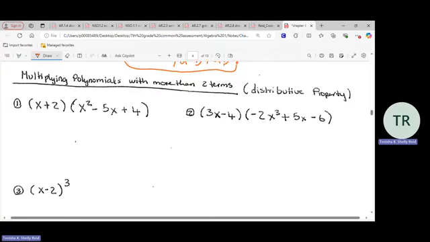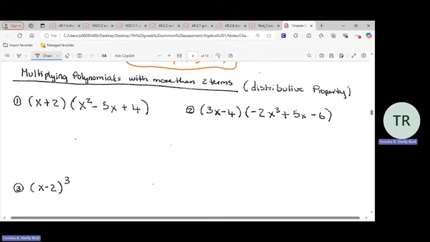Nice. Now we're going to lastly multiply polynomials with more than 2 terms. This is crazy. Same process. We're going to start with the first term. x times x squared is going to give me x to the third. x times -5x is going to give me -5, numbers first, x squared. And then x times 4 is going to give me +4x.